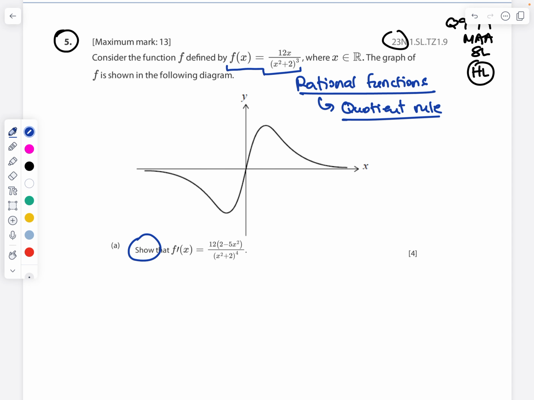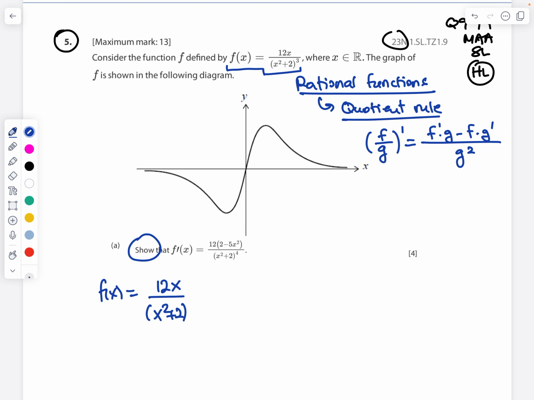So the quotient rule says when you have a rational function in the form f over g of x, and you want to find the derivative, that becomes the derivative of the top times the bottom, take away the top times the derivative of the bottom, over the bottom squared. So let's pick up our function here, f of x equals 12x over (x squared plus 2) to the power of 3. And we want to find the derivative.